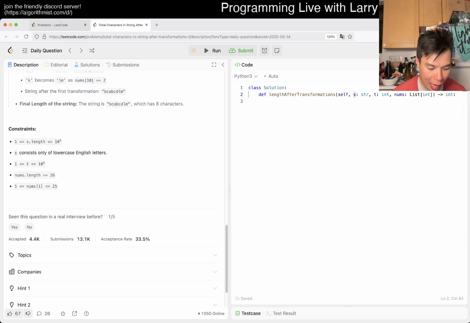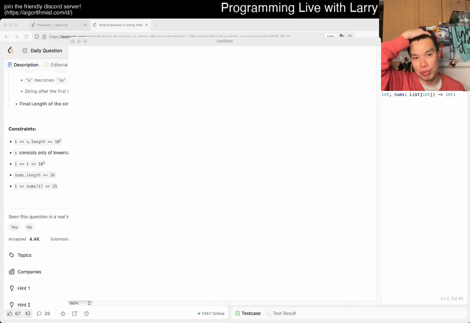And T I expect will be pretty big, which is 10 to the 9, right? I really don't have a great way of explaining this problem necessarily, because I wouldn't say it's trivial either, but it is a very specific problem.